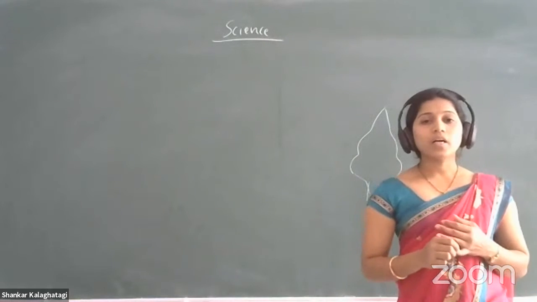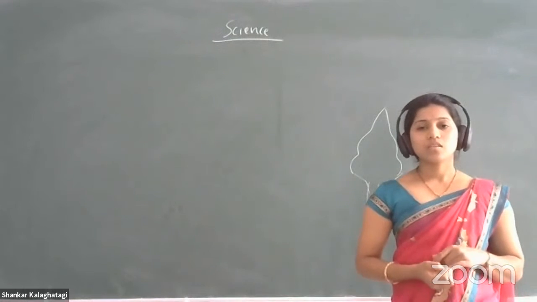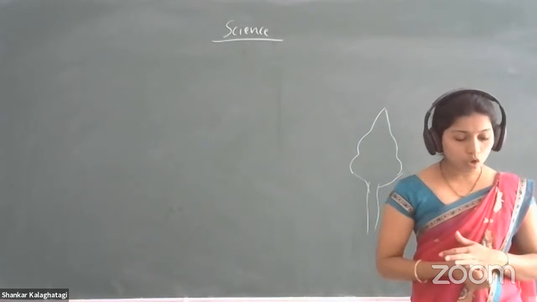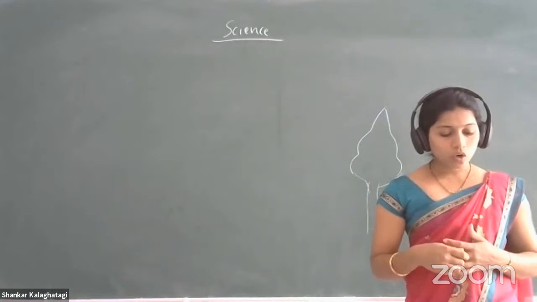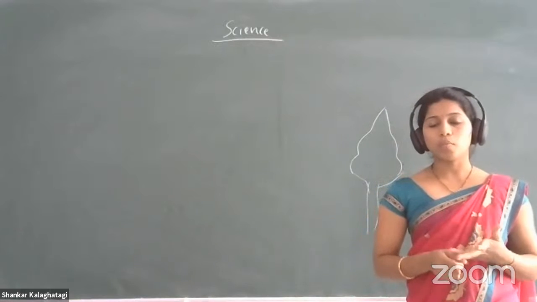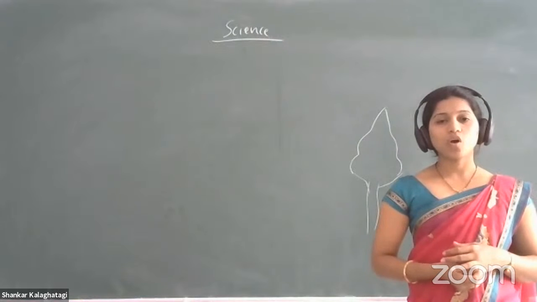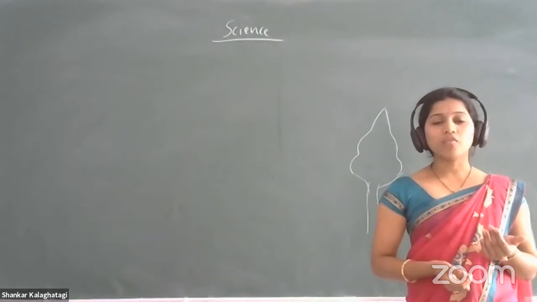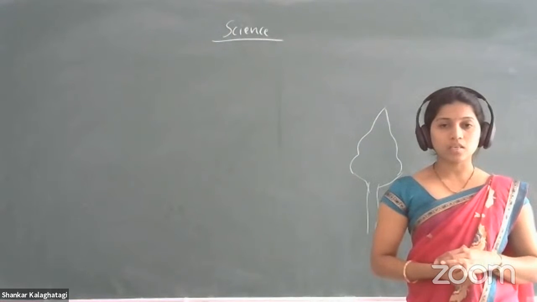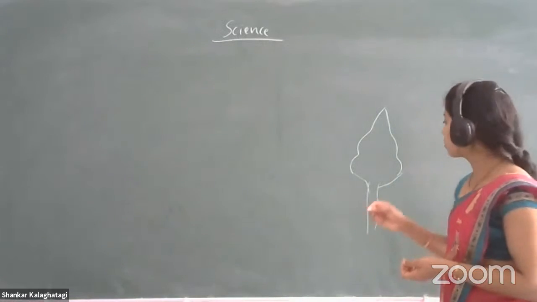And what are decomposers? Decomposers are the microbes or microorganisms which convert dead plants and animals into humus. Those are called decomposers. The microbes which convert dead parts of plants and animals into humus are called decomposers.